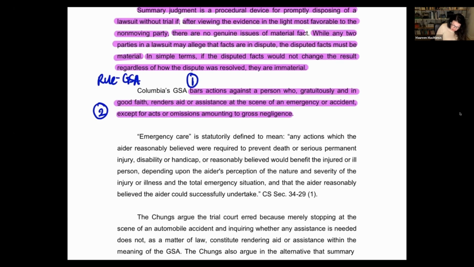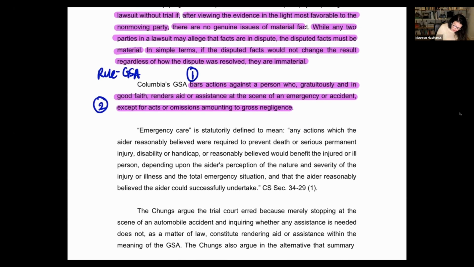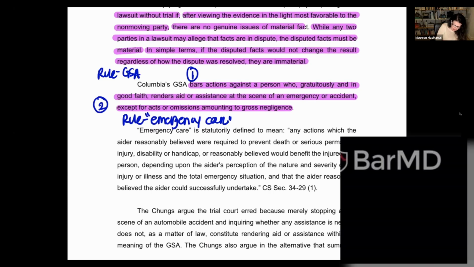Emergency care is statutorily defined to mean any actions which the aider reasonably believes, so this is a rule for emergency care, any actions which the aider reasonably believed were required to prevent death or serious permanent injury, disability, or handicap, or reasonably believed would benefit the injured or ill person, depending on the aider's perception of the nature and severity of the injury, illness, and the total emergency situation, and that the aider reasonably believed the aider could successfully undertake. So that's what emergency care means. Okay, so there's a rule there. I'm going to highlight that.